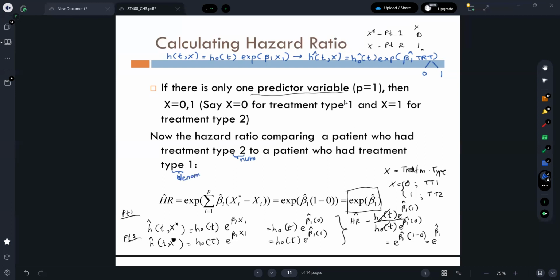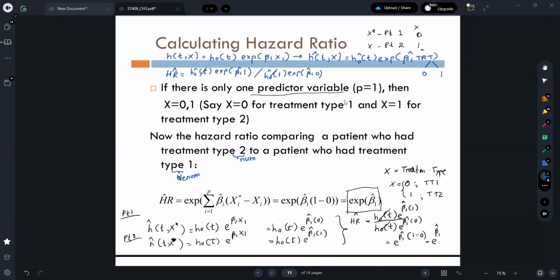So when you write down the HR, the hazard ratio, that will be h naught hat(t) times exp of beta 1 hat. What is the treatment? Treatment type 2 is x equals 1. So this x1 becomes 1, just beta 1 times 1. Then you divide it by h naught hat(t) for treatment type 1, exp of the same beta 1 hat. Now what is the value of x? X is 0 for treatment type 1. So this becomes 0. So h naught cancels out.